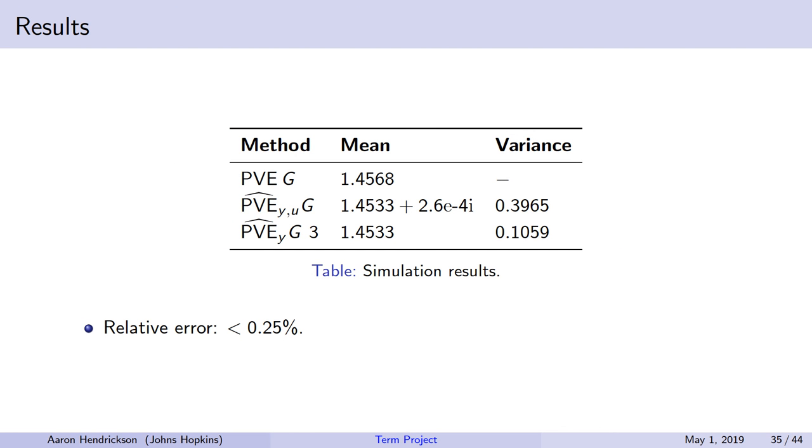There they are. The first row is just presenting the exact value for PVG up to 4 decimal places, and the columns mean and variance here aren't really applied to this row. They're applied to the next 2, but there's its exact value. The second row presents the sample mean and sample variance of those 1,024 estimates using the first technique, what I'm calling the full Monte Carlo technique.